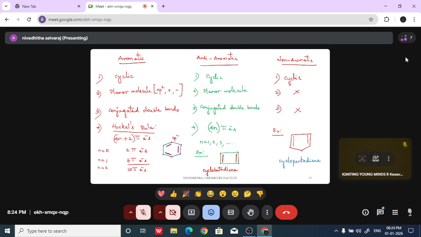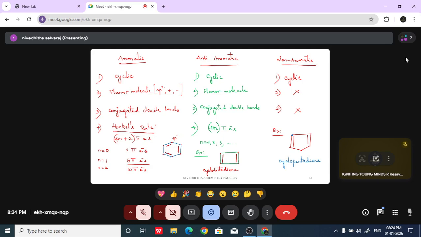Whenever we are writing diene, we should tell the position of the double bonds also. Since we didn't get into IUPAC nomenclature, I'm not getting into detail now. So here, this is a cyclic compound, definitely. Is it a planar molecule? Is it a planar molecule, Kana? How many carbon atoms do we have? Five. So check the hybridization of each carbon.